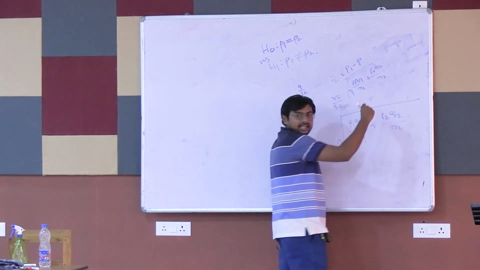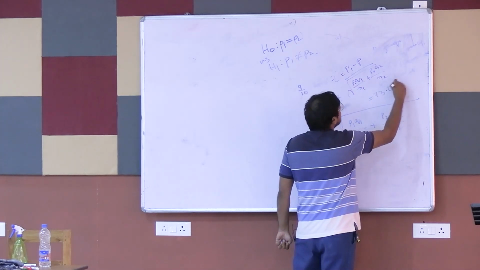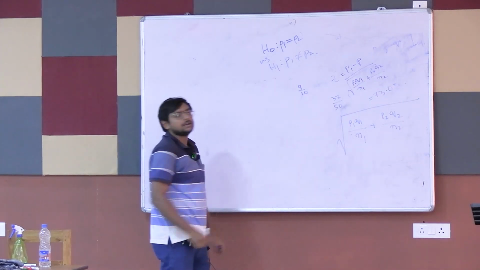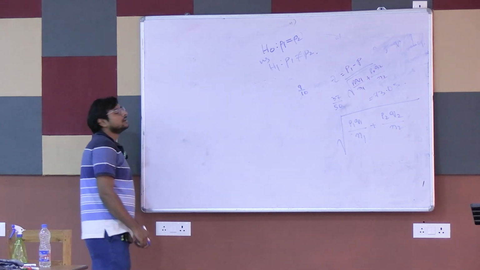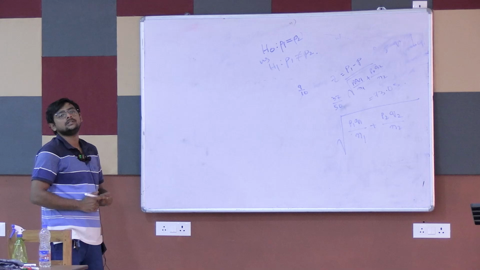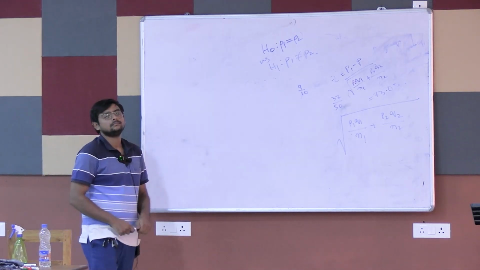This is how much? 70. 73.05, maybe yes. So this is way greater than 1.96. So what do we conclude? We reject the null hypothesis. So in both ways we get the same result.